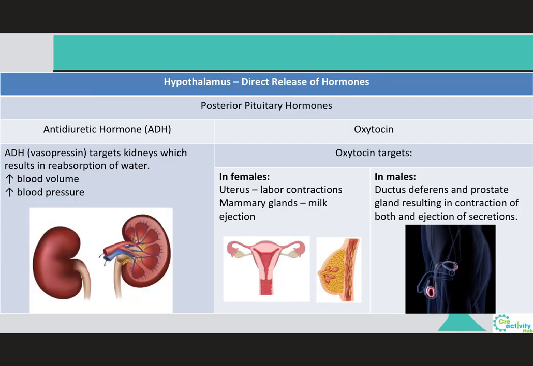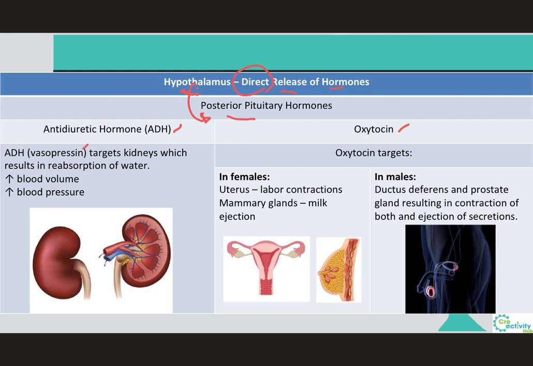And this slide is just a summary of what we went over with regards to the posterior pituitary hormones. Remember that these hormones that are in the posterior pituitary, they're coming from the hypothalamus. So this means that there's a direct release of the hormones from the hypothalamus into the posterior pituitary. We have 2, the antidiuretic hormone and oxytocin. Antidiuretic hormone can also be called vasopressin.